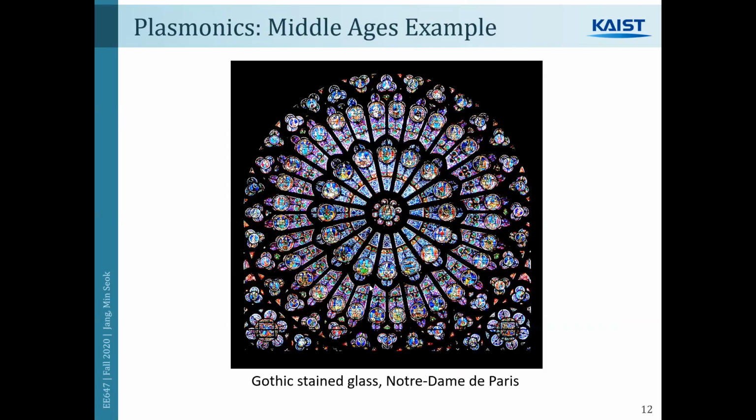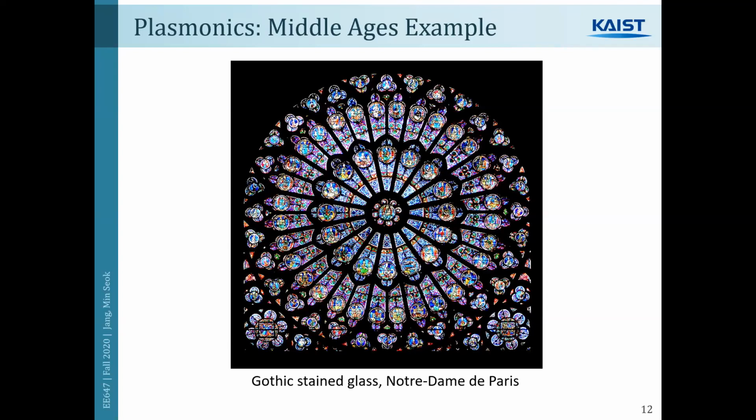Okay, and this is another example. You see here, this is a stained glass, and all these beautiful colors are coming from, again, metallic nanoparticles in the glass. And depending on the size of the metallic nanoparticles, it has different colors, and that's how you actually create this beautiful color.